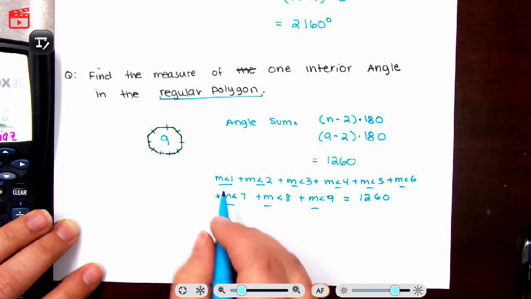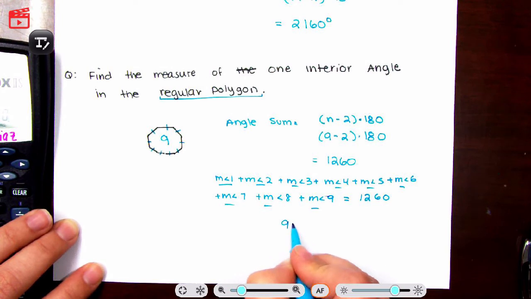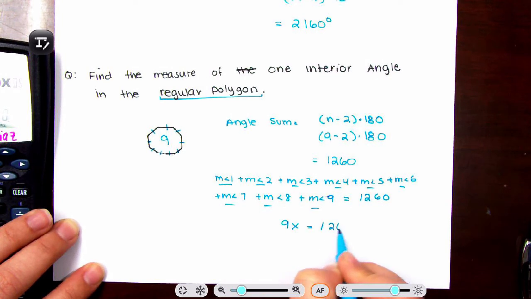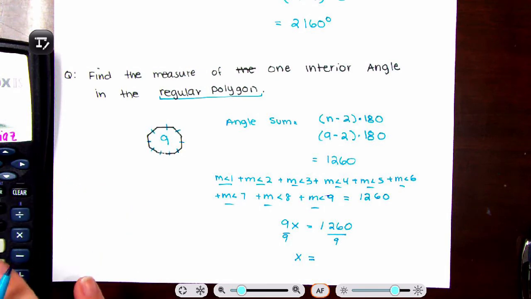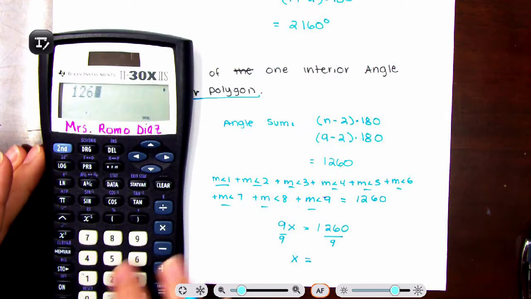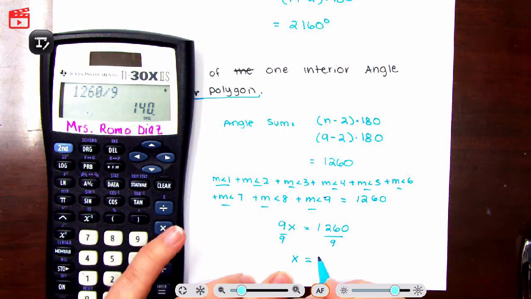So think of it as each one being x. So this is like saying I have 9x equals 1,260. I'm going to divide by 9. So that means that each one angle is 1,260 divided by 9. I'm typing that into my calculator. That means each angle is 140 degrees.